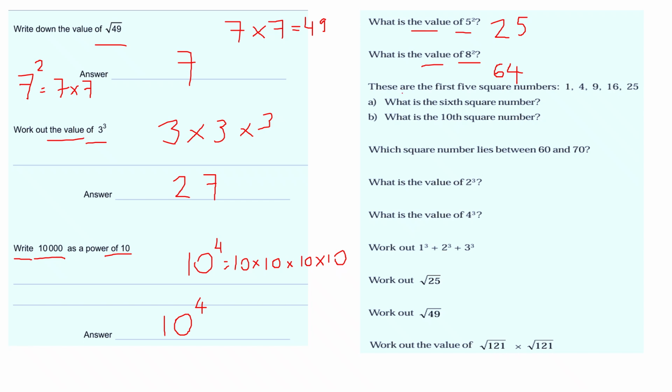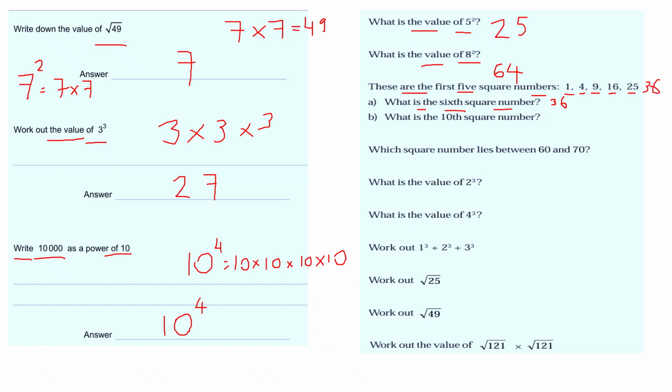Next up, guys, it says these are the first 5 square numbers: 1, 4, 9, 16, 25. Part A, what is the 6th square number? So we do 6 squared, which is 6 times 6, which is 36. So the 6th square number is 36.